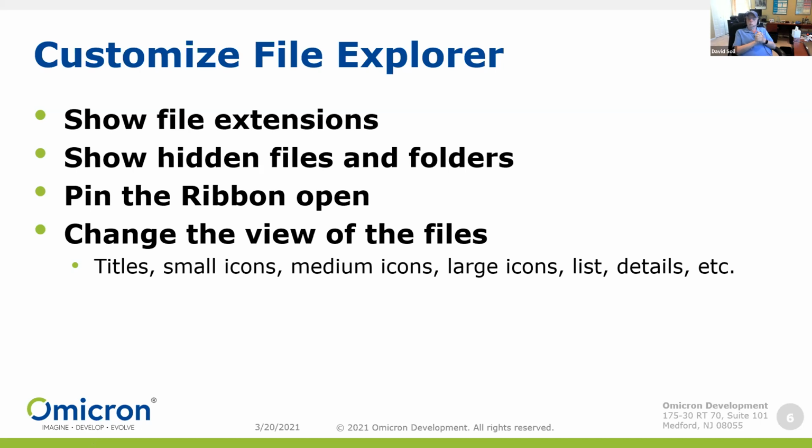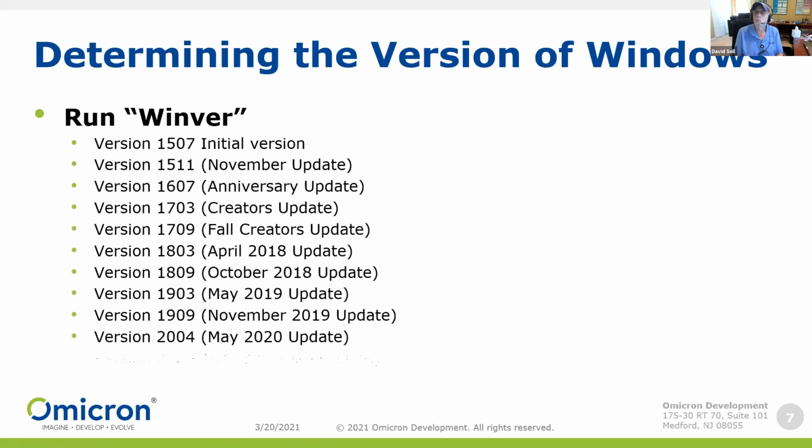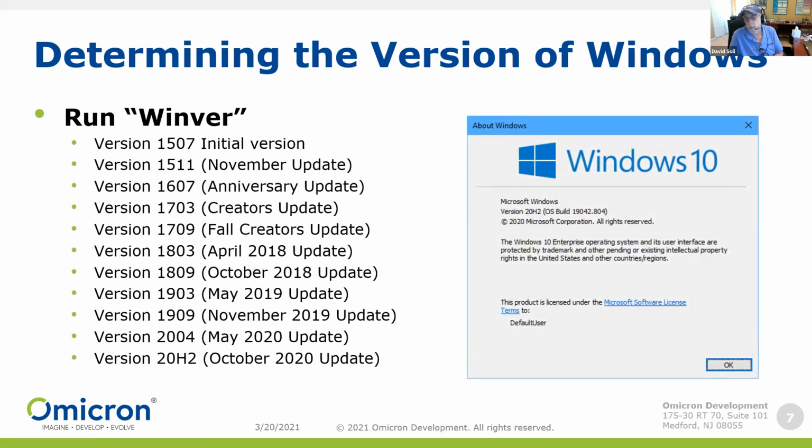Now, one of the other problems that you'll often run into is, what version of Windows are you running? And you say, well, I'm running Windows 10. Well, Windows 10 isn't a version. And in fact, you can see here right now, we've got 1, 2, 3, 4, 5, 6, 7, 8, 9, 10, 11 versions of Windows 10. And these are actually different versions of Windows. Each one of them is a rebuild.